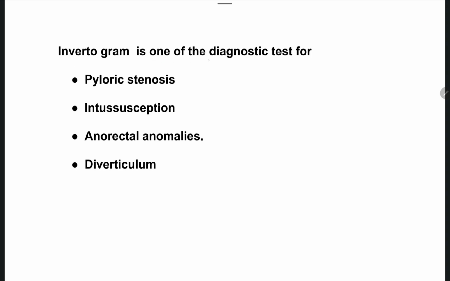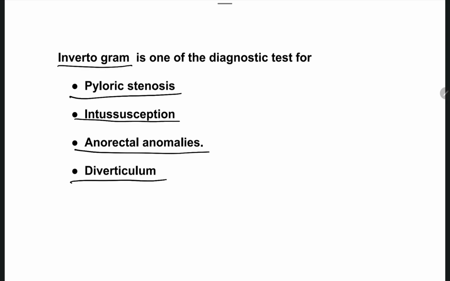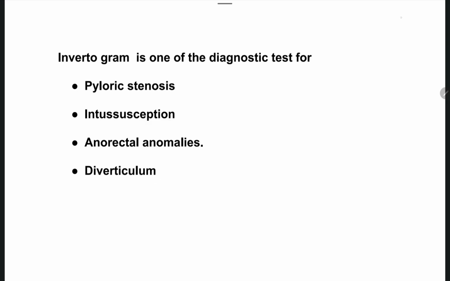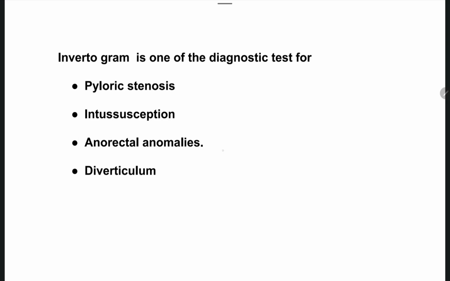Invertogram is one of the diagnostic tests for. So what is the use of invertogram? Options are pyloric stenosis, intussusception, anorectal anomalies, diverticulum. The right one is option C. To find out the anorectal anomalies, we can go for the invertogram diagnostic method.